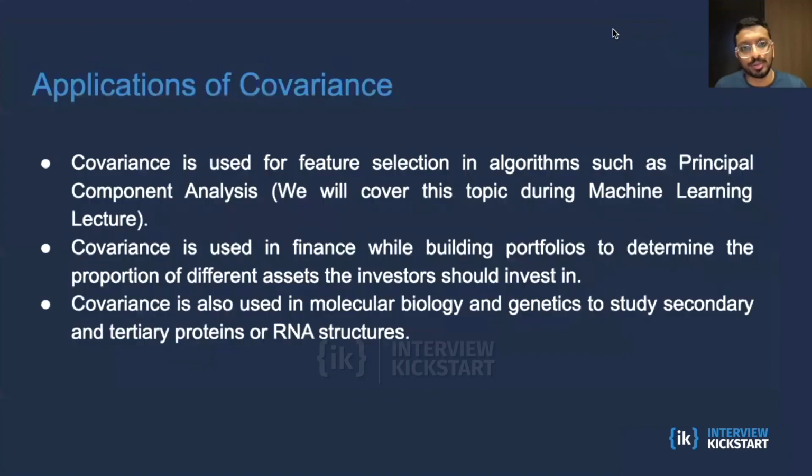So finally, we just want to talk a little bit about the applications of covariance. Covariance is a useful quantity when we're talking about feature selection and algorithms. When we talk about machine learning, there's the idea of principal component analysis, which basically helps us reduce the number of features in our model, which helps prevent overfitting and makes sure that our model doesn't have too much variance in it.